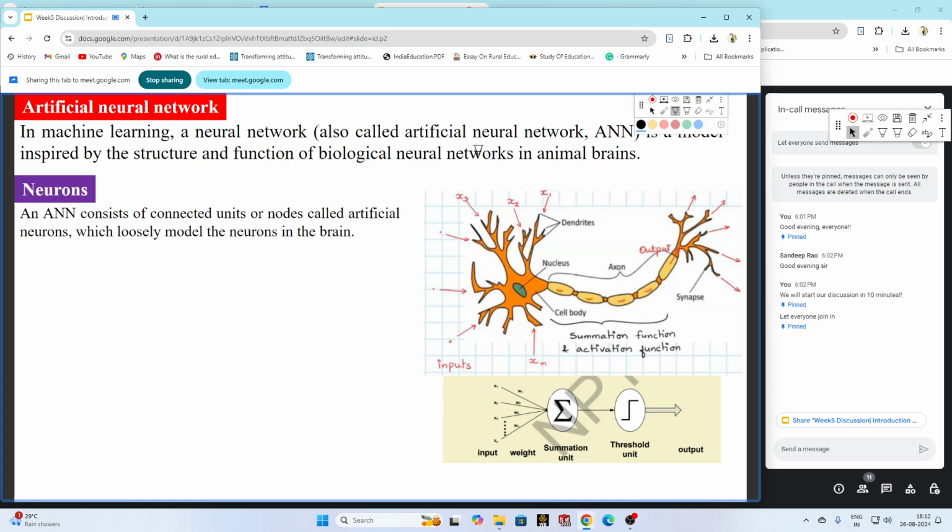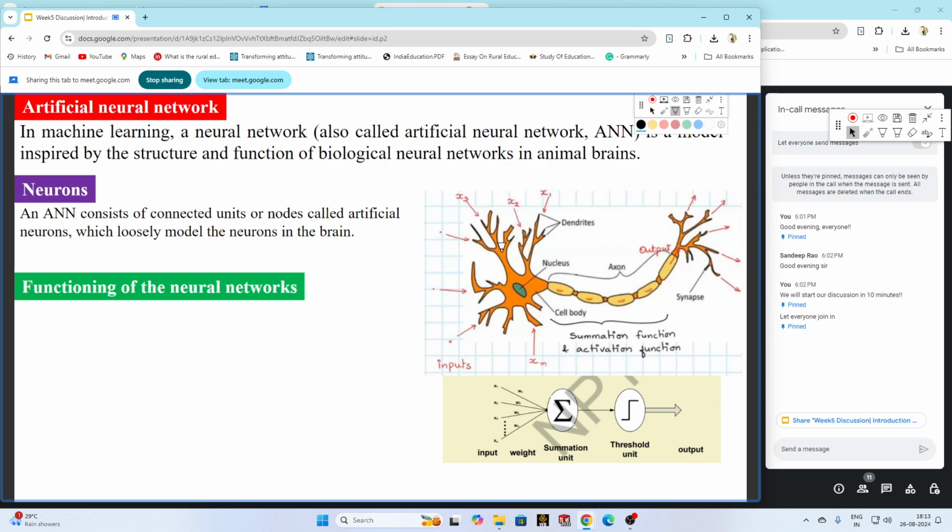Our artificial neural network also contains neurons, known as artificial neurons. An ANN consists of connected units or nodes. If there is a neural network, there are layers, and to connect those layers there should be a node at the end point as well as at the starting point. These nodes are known as neurons, which loosely model the neurons in the brain. This is a biological neural network and below is the artificial neural network.